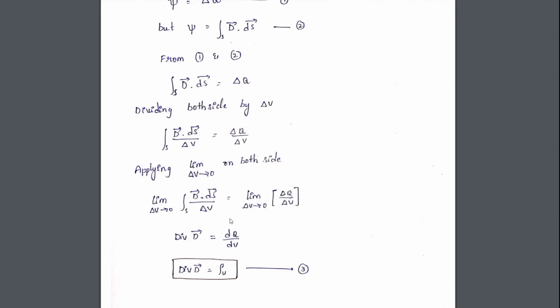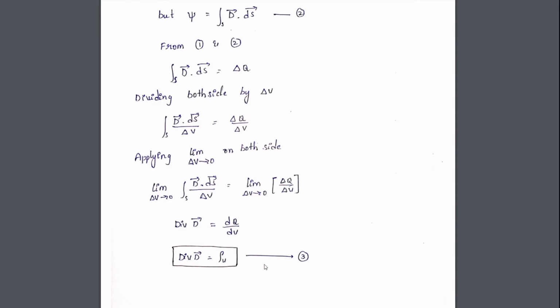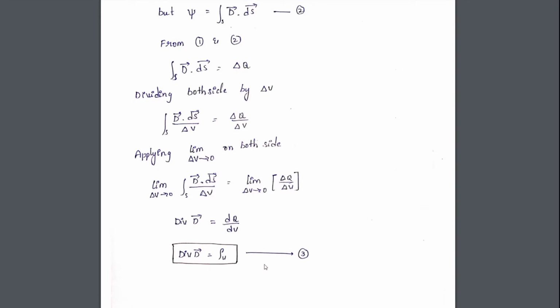So what happens after taking limits here? The LHS, whatever you have, is called divergence D. That is flux upon volume. So flux upon volume is called divergence D. And delta Q by delta V, if you apply limits, what happens for that? It becomes dQ by dV.